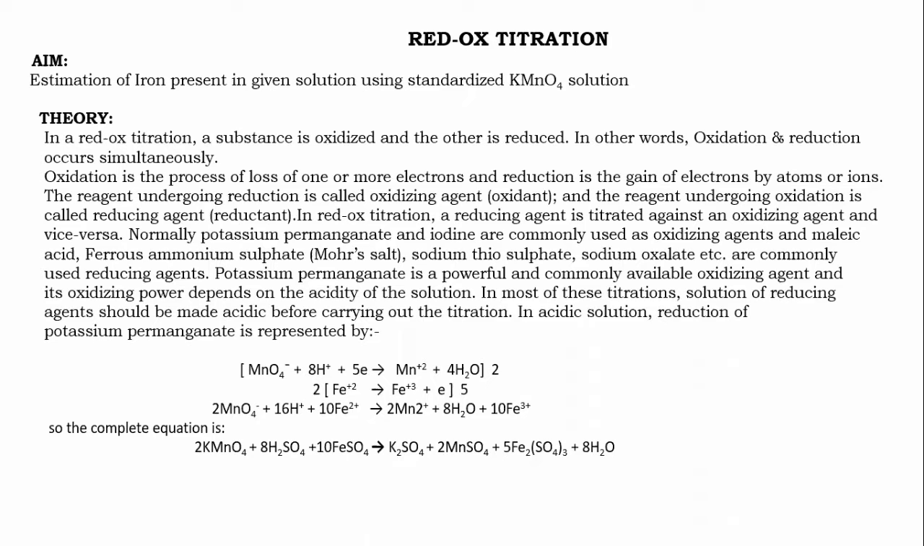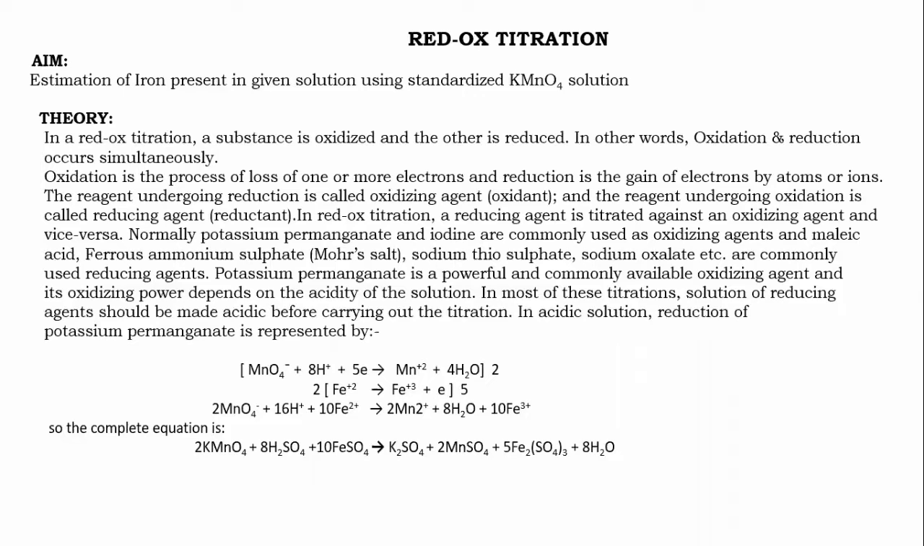Now the theoretical part: what is redox? Already you know, in which experiment reduction and oxidation take place simultaneously, it is called the redox titration. Oxidation is the process of loss of one or more electrons, and reduction is the gain of electrons by atoms or ions. The reagent undergoing reduction is called the oxidizing agent or oxidant, and the reagent undergoing oxidation is called the reducing agent or the reductant. In redox titration, a reducing agent is titrated against an oxidizing agent and vice versa.